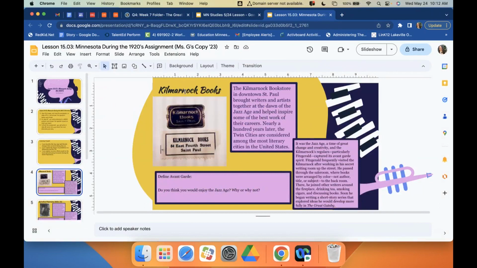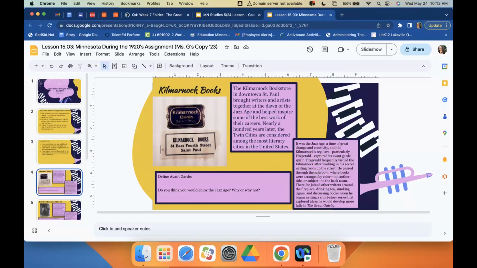This one is about Kilmarnock Books. The Kilmarnock bookstore in downtown St. Paul brought writers and artists together at the dawn of the Jazz Age and helped inspire some of the best work of their careers. Nearly 100 years later, the Twin Cities are considered among the most literary cities in the United States. It was the Jazz Age, a time of great change and creativity, and the Kilmarnock's regulars, particularly Fitzgerald, captured its avant-garde spirit.